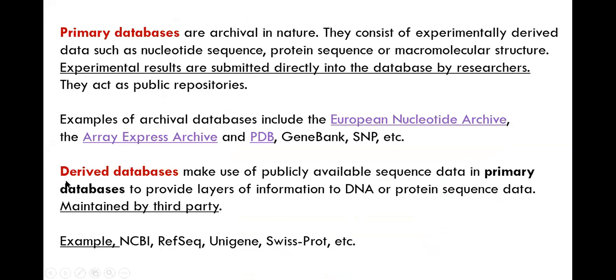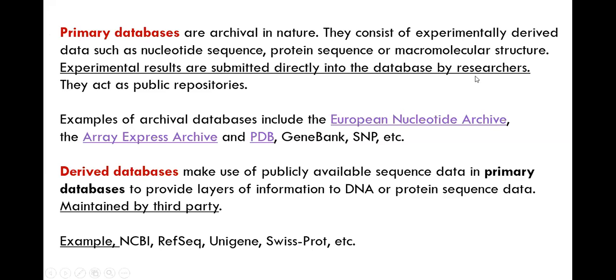So there are two preliminary distinctions. One is primary, second one is derived databases. The primary databases are archival in nature. Archival in nature because you may say that I am working with a spider, I am working with C. elegans, I sequenced something, I just want to give the public that information. So primary databases, experimental results submitted directly into the database by researchers. Researcher can use any method they want.